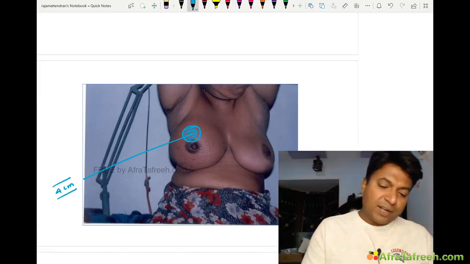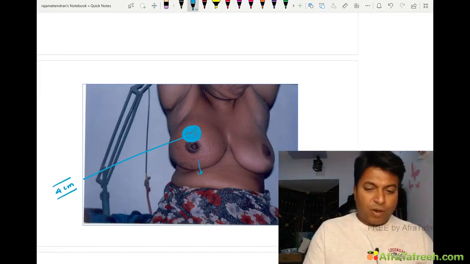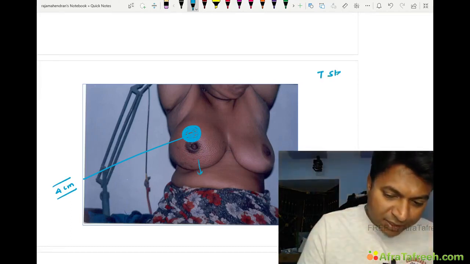Upper outer quadrant, there is a 4 centimeter lesion. And you can see there is some finding in the breast. What is the T staging of this case?